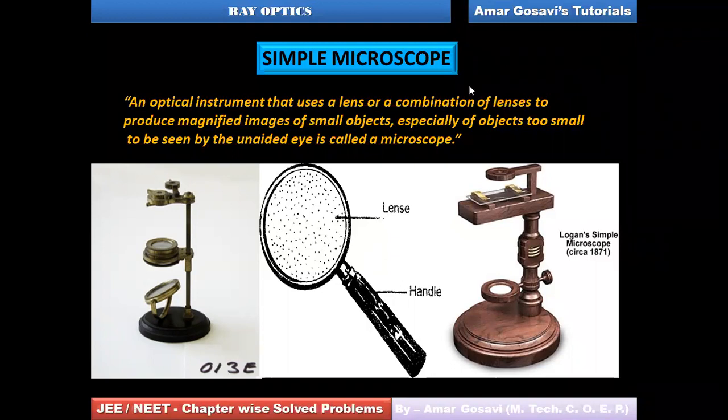Most of you said done. Let's see. Again, I repeat how we define a simple microscope. It's an optical instrument that uses a lens or a combination of lenses to produce a magnified image of small objects. Okay, let's move ahead then.